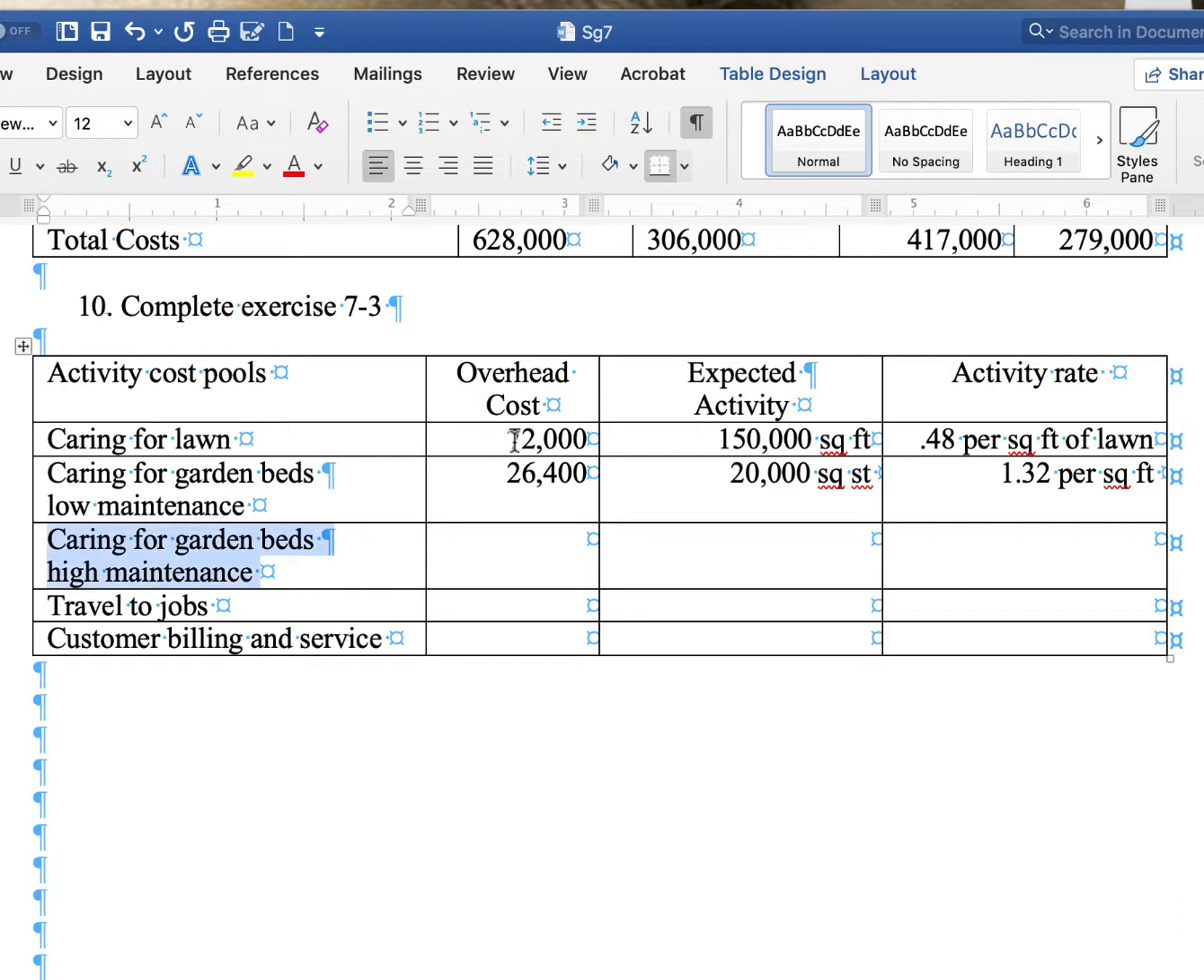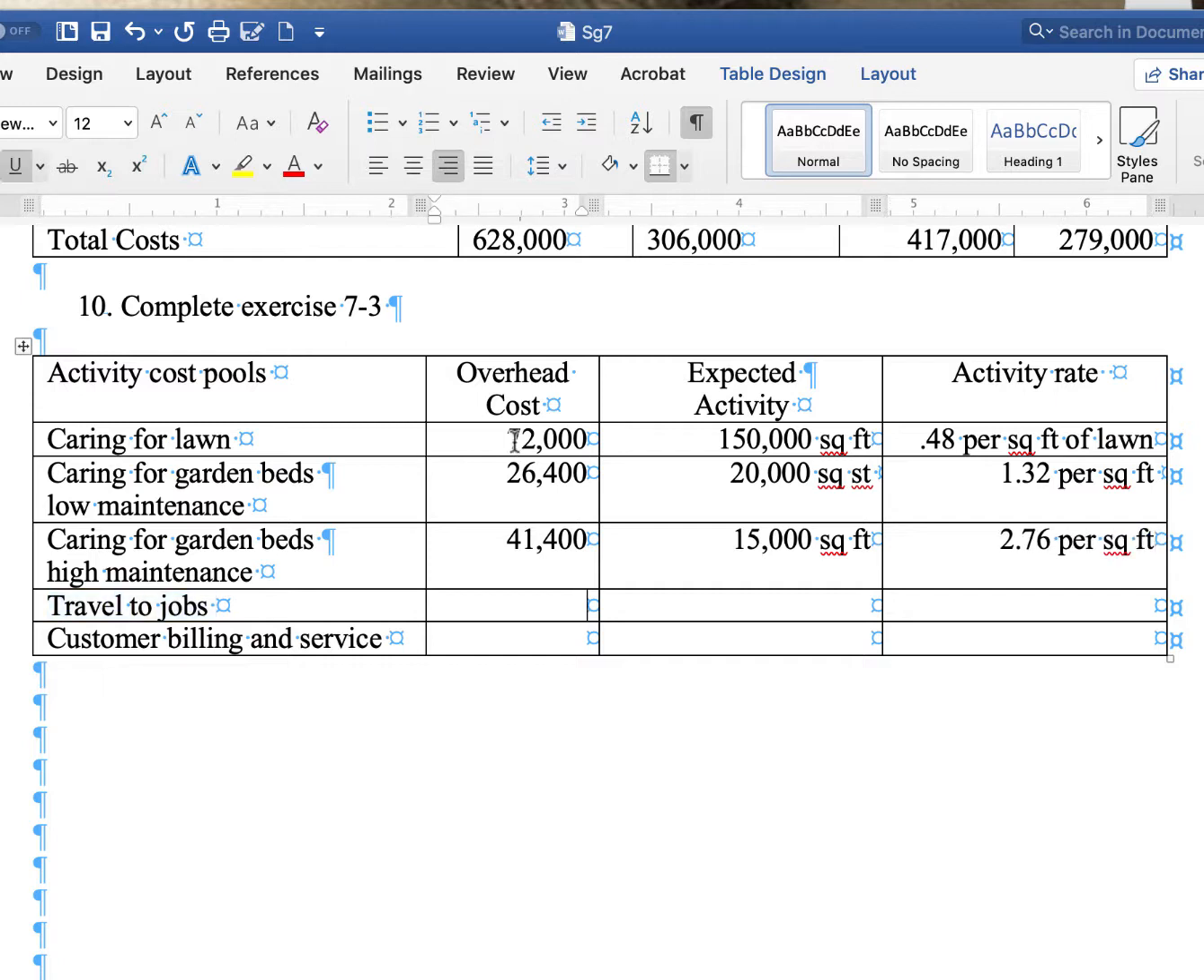We do the same thing for caring for garden beds, high maintenance. What's the total cost? Well, $41,400. What's the expected activity? Well, the expected activity is 15,000 square feet. Okay, we divide the cost by the expected activity. We end up with $2.76 per square foot.